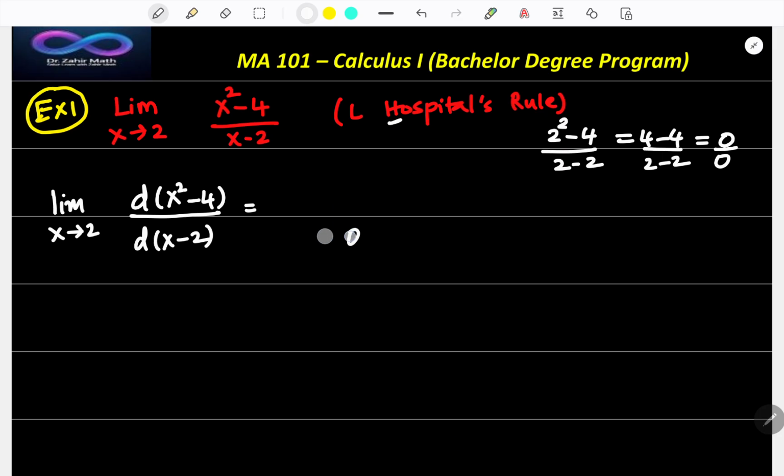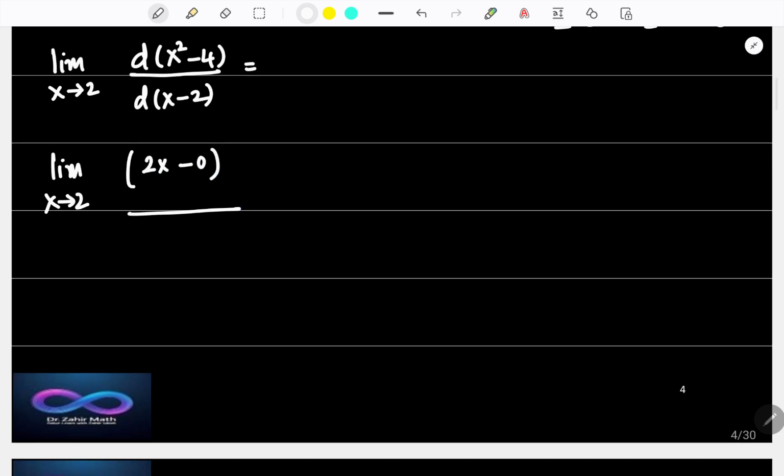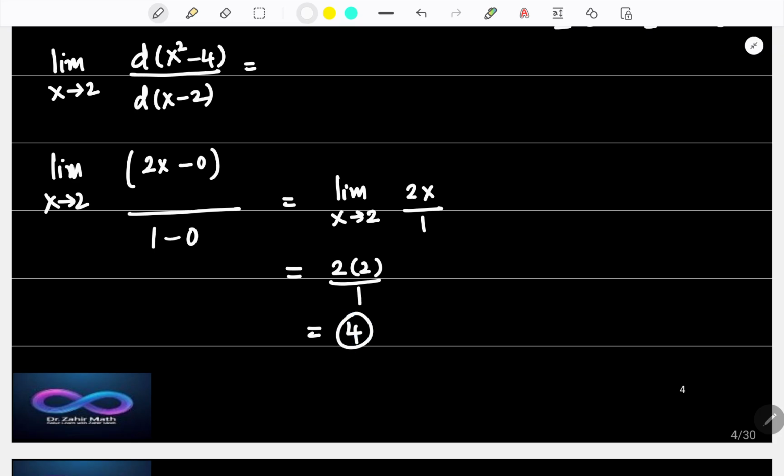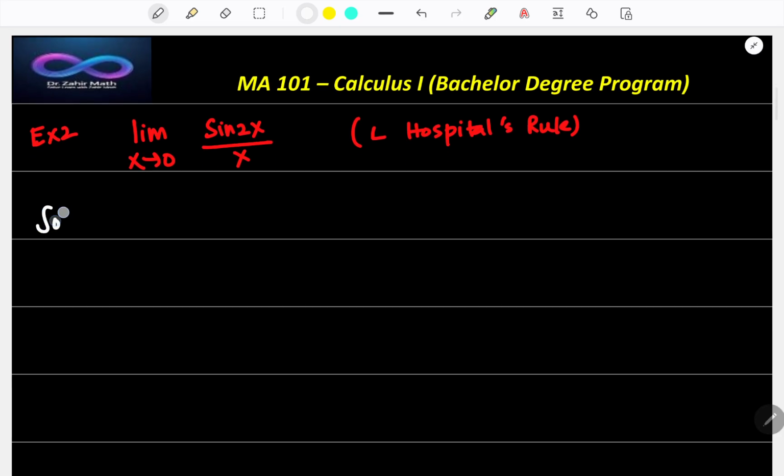Sorry, I forgot to put the limit. So let me write here, limit x tends to 2, differentiation of x square minus 4 is what? Which is 2x minus 0, and differentiation of the denominator is what? 1 minus 0. So this equals limit x tends to 2, 2x divided by what? 1. Now we are going to put x is equal to 2. So 2 times 2 divided by 1, which is equal to what? 4. So we got the answer. Very easy. Very easy or not? Yes. L'Hopital rule is very, very easy. Keep in your mind. Let's go to the next question.